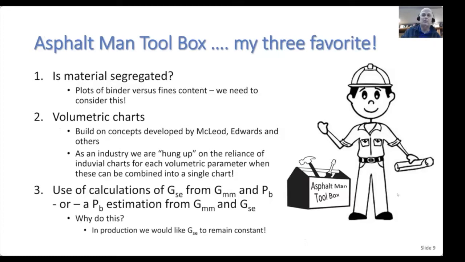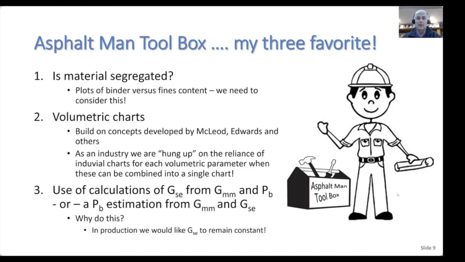Then I come to my Asphalt Man Tool Box. I have three favorite tools that I like to look at whenever I'm coming to a site. These are listed here, and I'm going to talk about each of these. First of all, I like to ask myself, is the material segregated in any way? If I'm looking at a distress on site, quite often we'll see some segregation behind this. And I like to look at plots of binder content versus the fine content. We need to consider this when we're looking at distresses.